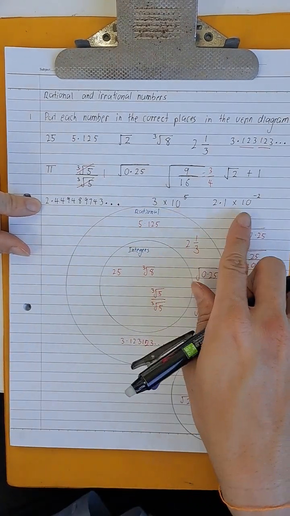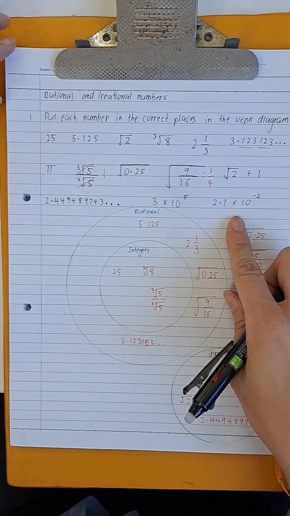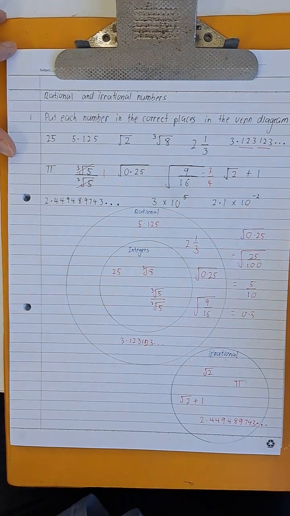Okay. And finally, for these two, they are both in standard form, and standard form numbers are basically just terminating decimals. So both of these fall under rational numbers.